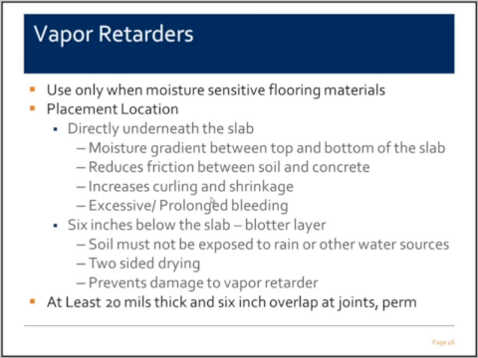And in terms of vapor retarder properties, I typically recommend at least 20 mils in thickness with a minimum of 6-inch overlap at the joints and a minimum perm rating of 0.3.